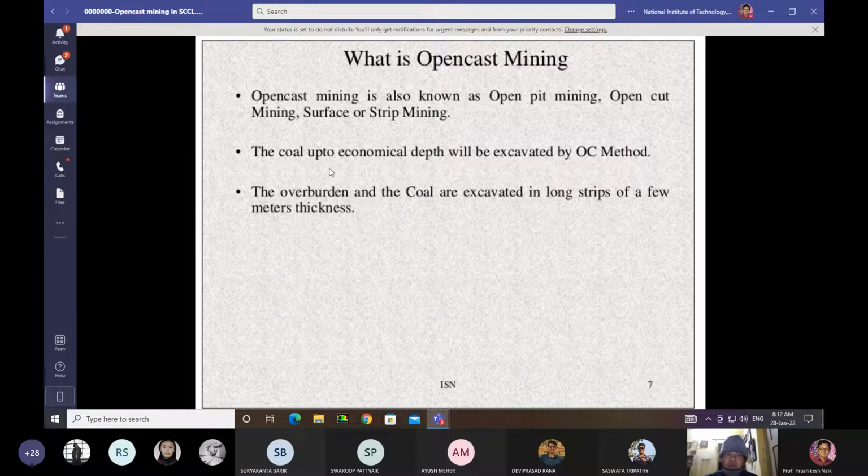So the coal up to the economical depth will be excavated by the open cast method. The overburden and the coal are excavated in long strips of a few meters thickness. So this is open cast mining.